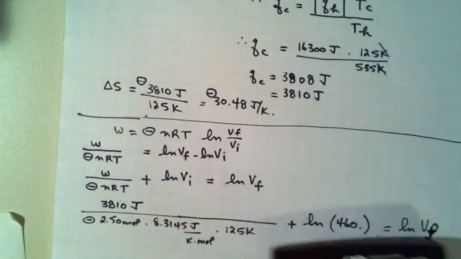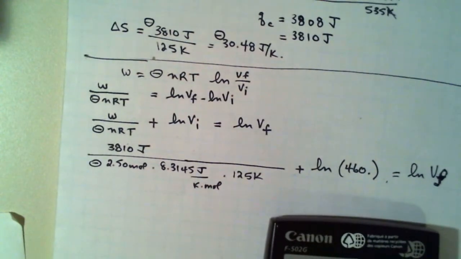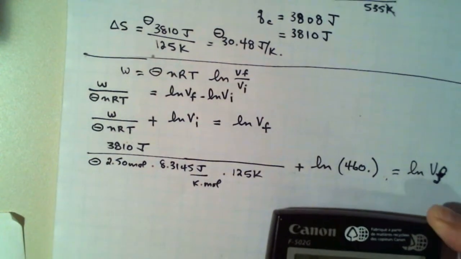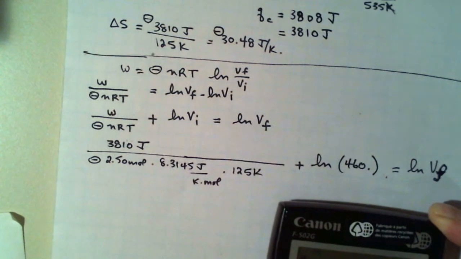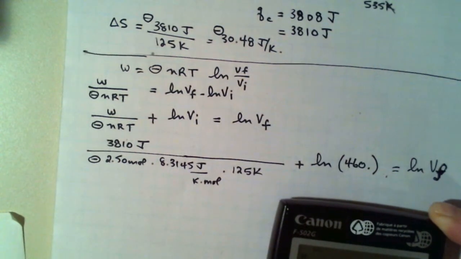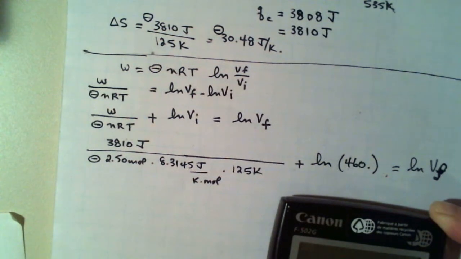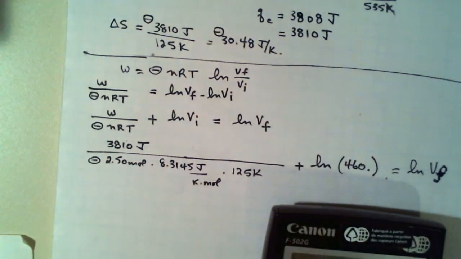Okay, calculator going. So we have 3810 divided by 2.5, divided by 8.3145, divided by 125. Add to that, open bracket, 460 ln, close bracket, equals 4.66.